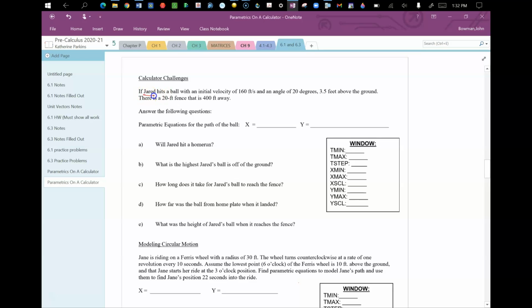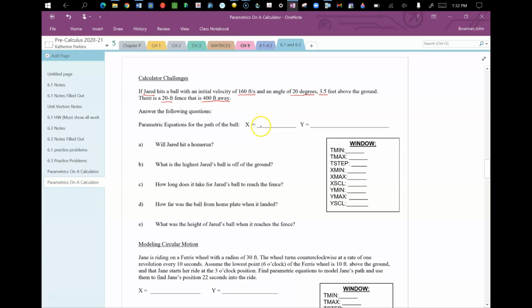This time it's Jared, and he hits the ball with an initial velocity of 160 feet per second, an angle of 20 degrees, and 3.5 feet off the ground. Same fence, 20 feet high, 400 feet away.